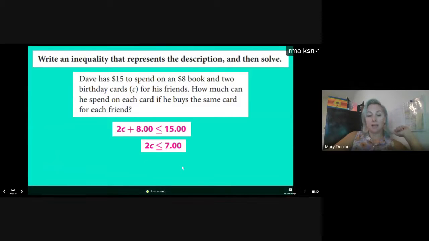And now I'm dividing the other side, 7 by 2 as well. 2 is a positive number. I don't have to worry about flipping my sign or changing my sign or reversing it. But 7 divided by 2 is $3.50. So from this, we now know he can spend a maximum of $3.50 on a card if he's buying the same card for both friends.